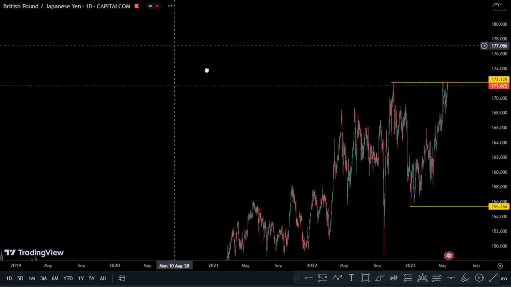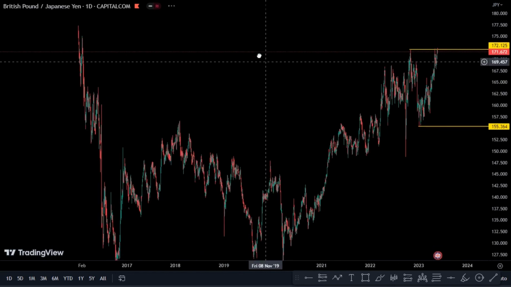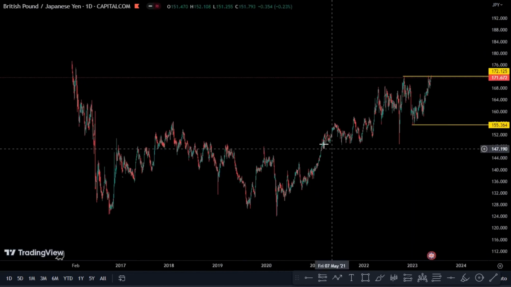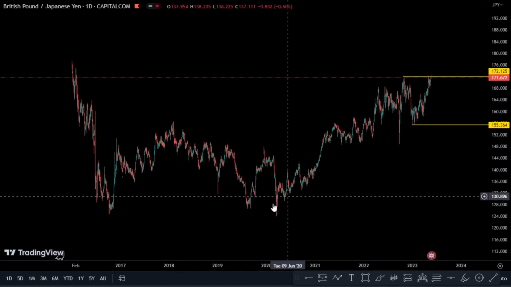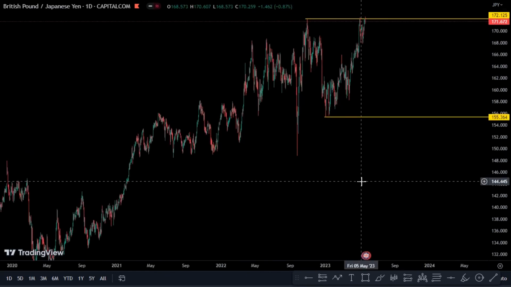Okay, and then always remember to fully zoom out so that you can get the entire perspective as to where the market is heading. Okay, as you can see, we have been in a bullish trend for a very long time.